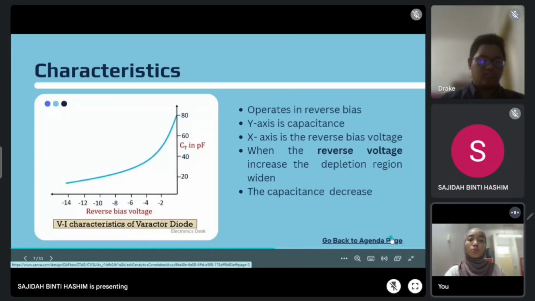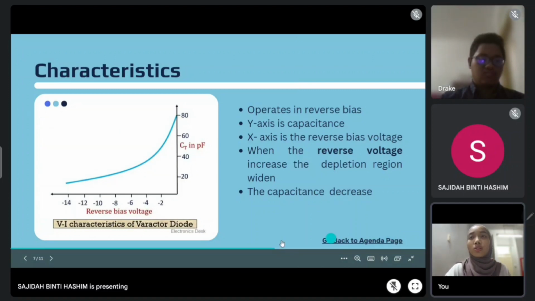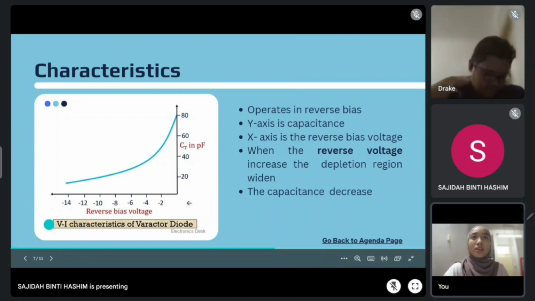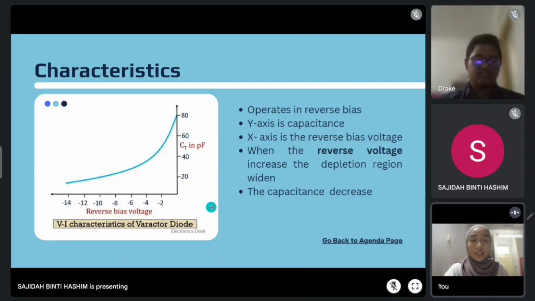Next, we move on to the characteristics of the Varactor diode. This shows the IV characteristic of the Varactor diode. As I said before, the Varactor diode operates in reverse bias, which uses a negative value of voltage. The y-axis represents the capacitance and the x-axis is the reverse bias voltage. When the reverse voltage increases, the depletion region will widen and the capacitance will decrease.